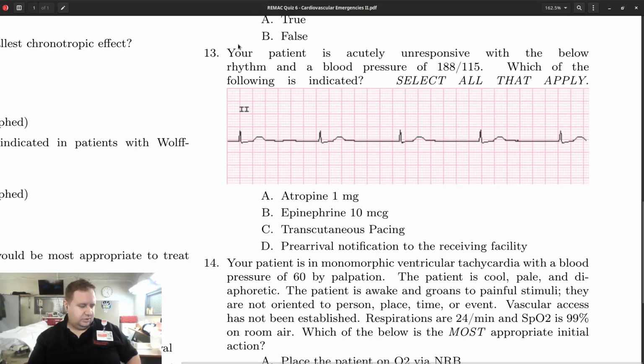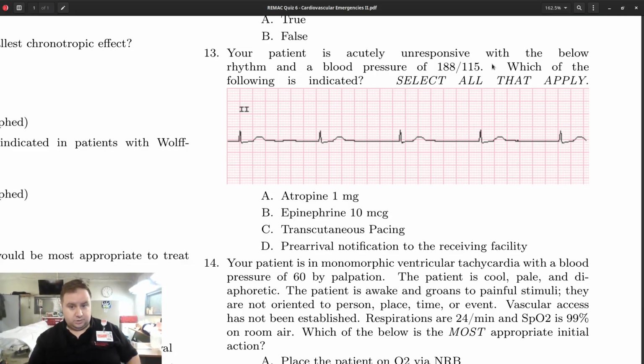Okay. Patient is acutely unresponsive with a low rhythm and a blood pressure of 188/115. What is indicated? Okay, so this is a bradycardic rhythm. Looks like maybe a junctional rhythm, but it really doesn't matter. They're bradycardic, but their blood pressure is 188/115. So this patient is bradycardic and hypertensive. Those are two of the three legs of Cushing's triad.